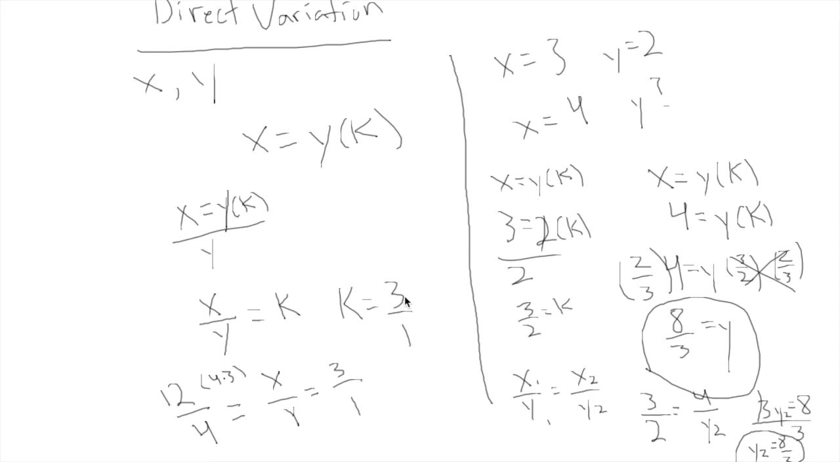Okay, here's an example. If x and y, the constant is 3, so again, a 3-to-1 ratio. And let's say y is 4, what would x be? Well, remember x is 3 times y, so if y is 4, x is 3 times 4, or 12. And you can see 12 to 4 is a 3-to-1 ratio.